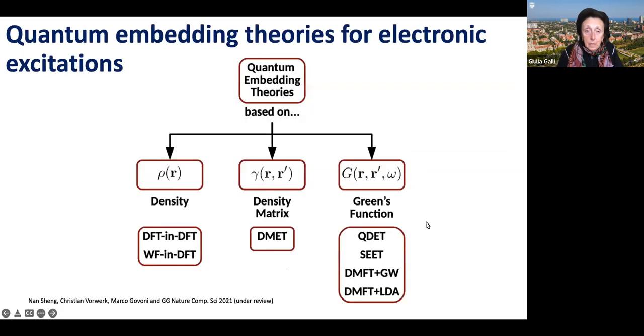Quantum embedding is, of course, not our invention. There are many people that have been working on quantum embedding in many different flavors. The point of this slide is not to explain the flavors or not even the acronyms, but just to tell you that we built this quantum embedding and this way of computing the effect of the environment on the active space based on Green's function formalism that also other methods like dynamical mean field theory use. But there are many interesting quantum embedding theories based on density matrices and also on the density.